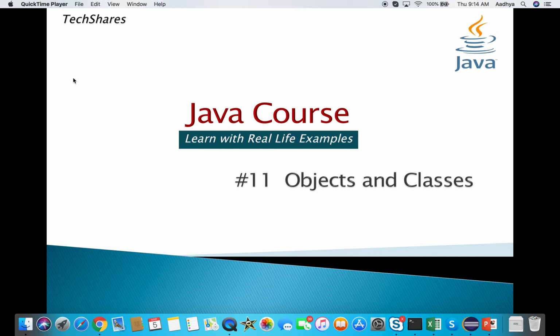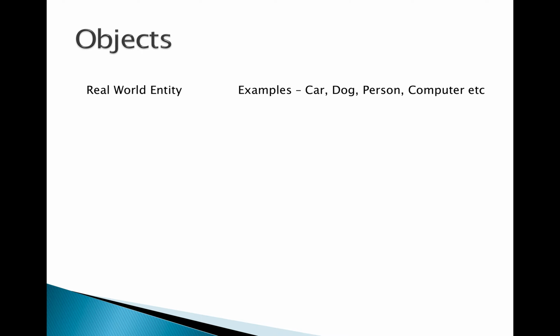We are going to start with the core concepts of object-oriented programming languages. So in this session, we are going to cover objects and classes. Objects are something which you see around you. It's a real world entity. So for example, we can say car, dog, a table, laptop, person. They're all objects.